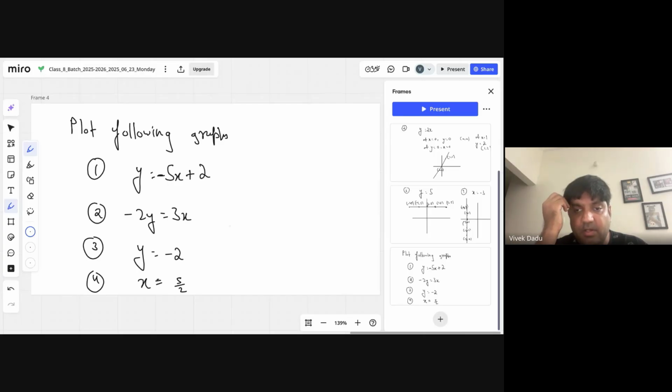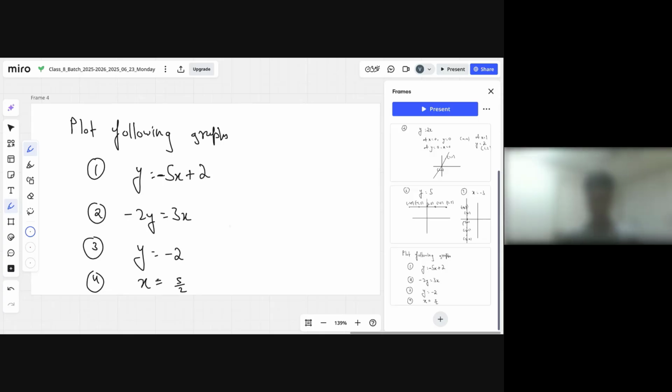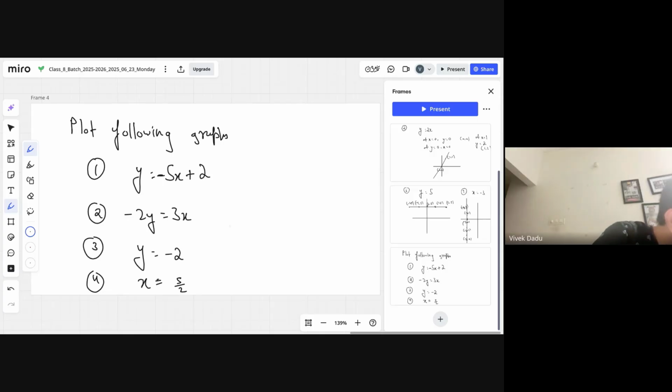Abhiram, first one is completely wrong. Second one also completely wrong. Okay. Third one also fully wrong. Fourth one, there is no line. So all four graphs are completely wrong. Sir, I'll send it again. Sir, I'll do it again, sir.